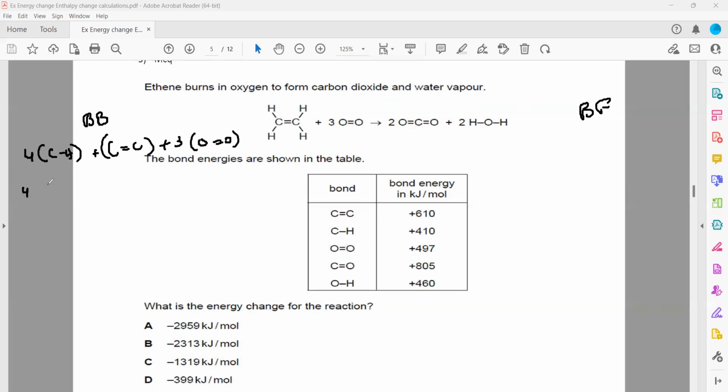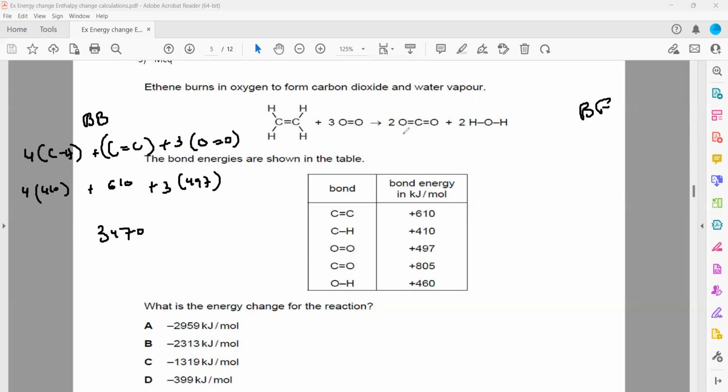So 4 into 410 plus carbon-carbon double bond 610 plus 3 into oxygen-oxygen double bond 497. The bond breaking energy is 3407.